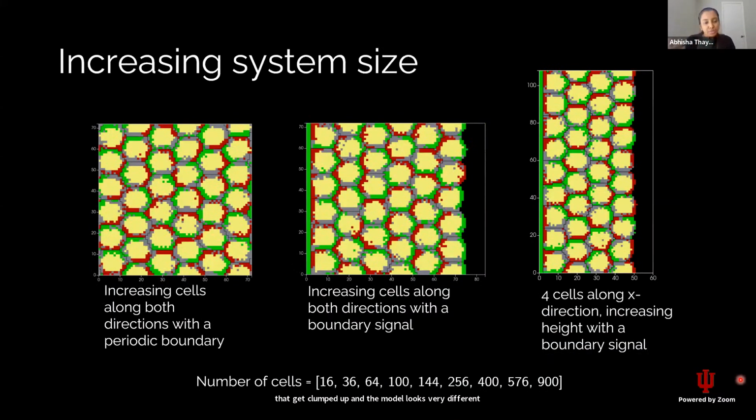Once we optimized the system, we increased the system size for 3 different configurations to understand how the degree of polarization changes. First, we investigated increasing cells along both directions with a periodic boundary. The second configuration was increasing cells along both directions with a boundary signal on the proximal end. And the third was a configuration with again a boundary signal, but just 4 cells along the X direction and increasing height. We increased the number of cells up to 900.